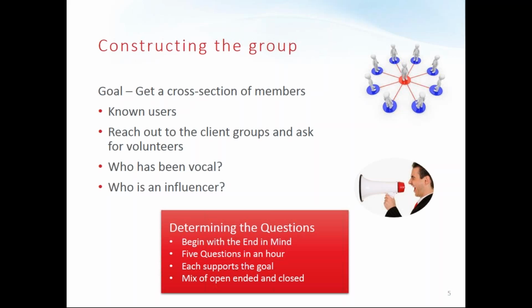So a little bit about constructing the group. What you want to do is it's really important to get a cross-section of members. We all know who's using our system and processes, and they give us feedback regularly. And having some of those people in your group is good because you know they're familiar with the system. But if you make your group up of just people who you know about, who are already providing you feedback, your feedback might be swayed more to the positive.